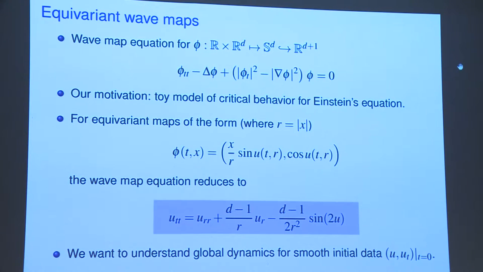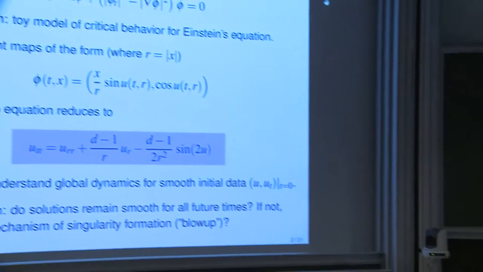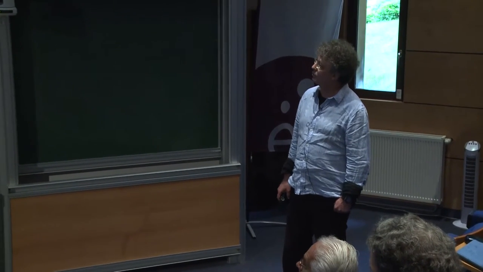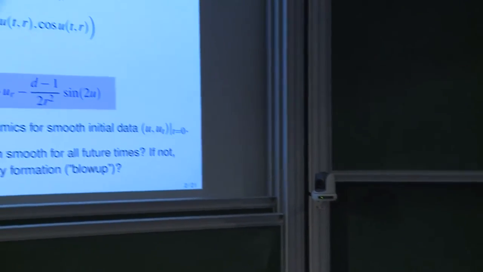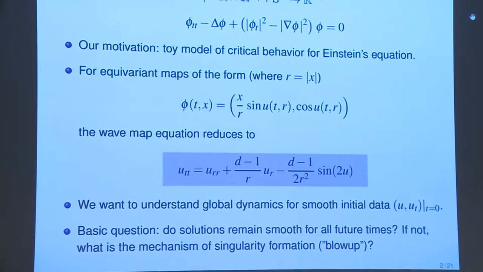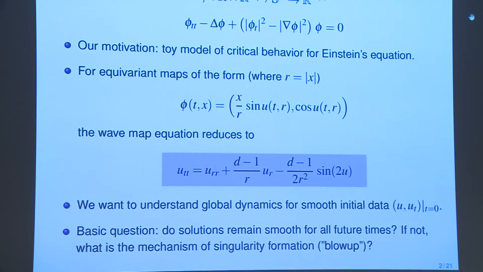I'm going to assume that the wave map is equivariant, which is this ansatz over there, and then the wave map equation reduces to this simple scalar semilinear wave equation in 1 plus 1 dimensions, and the variable r is like a radial variable, which is positive. So we would like to understand global dynamics for smooth initial data of finite energy for this equation. One of the basic questions is whether solutions can develop singularities in finite or infinite time.